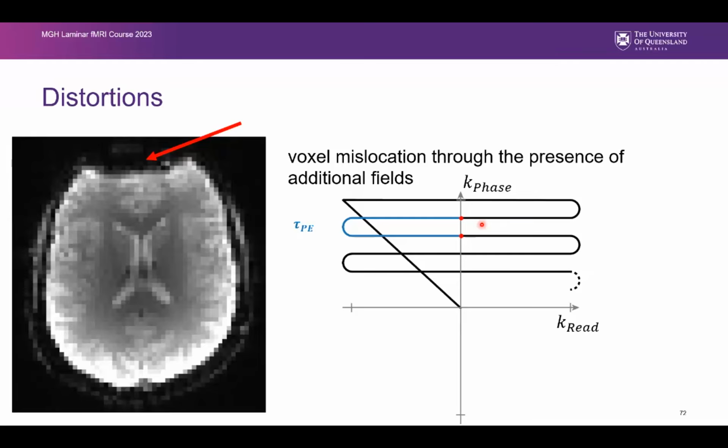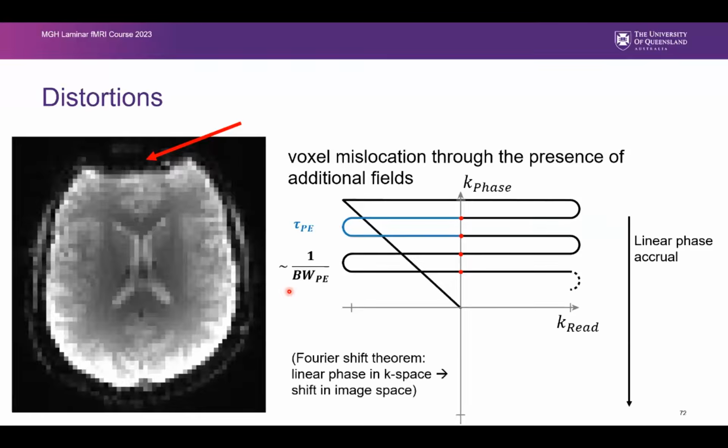This is what Siemens calls echo spacing. So this is your echo spacing, or the inverse is the bandwidth. And that tells you, or to finish that, basically we are getting a linear phase along the phase encoding direction. And the Fourier shift theorem tells us that means a shift in image space. So that's why these voxels are not gone.